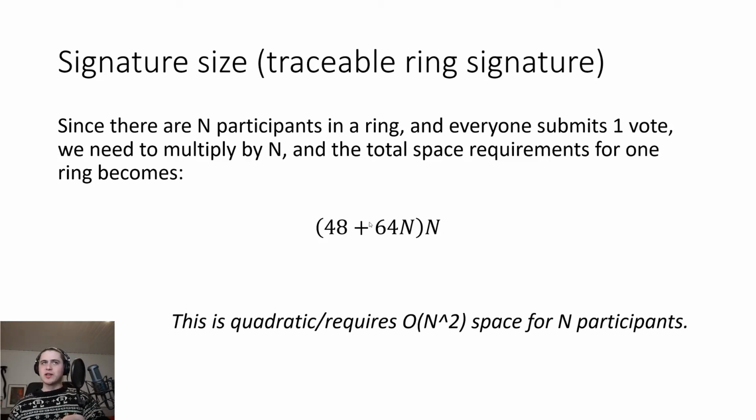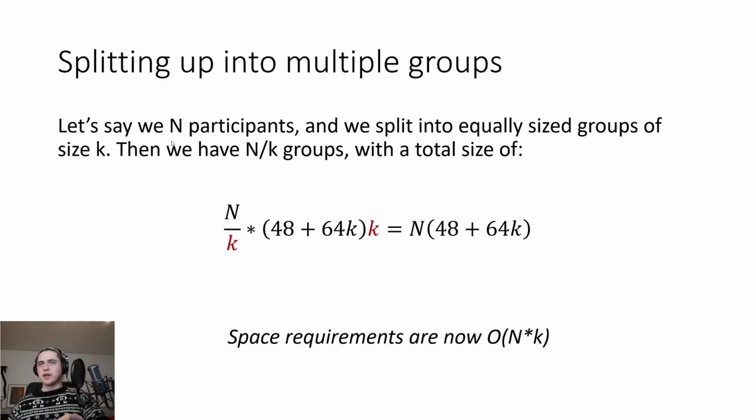So then maybe an idea here is to divide some kind of election into equally sized groups of some size. Let's say the size is k and that we have n participants, then that means we have n divided by k groups. And you can see here that if we multiply n over k with the formula where we substitute in k, the k's here will cancel and we get this expression, n times 48 plus 64k, as our formula for calculating the total space requirements for storing all of the keys in an election. So you can see here that n is the total number of people in the election, and k is the size of the groups used.